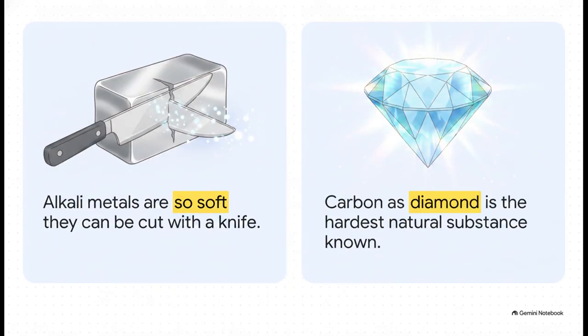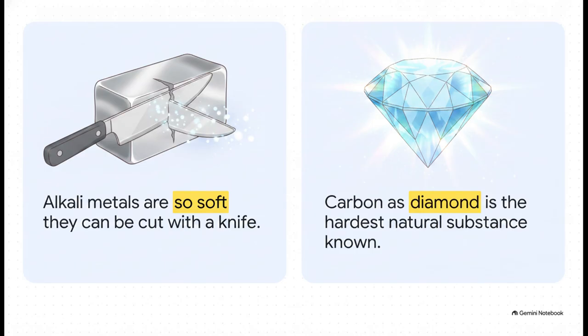We generally accept that metals are hard and nonmetals are soft or brittle, except the alkali metals, things like lithium, sodium, and potassium. They are so incredibly soft that you can literally slice right through them with a regular butter knife. Meanwhile, over on the nonmetal side, we have carbon. In one of its forms, carbon becomes diamond, which is absolutely not soft. In fact, it is the hardest natural substance currently known to humanity. So clearly, physical properties alone just aren't going to cut it when we classify elements.